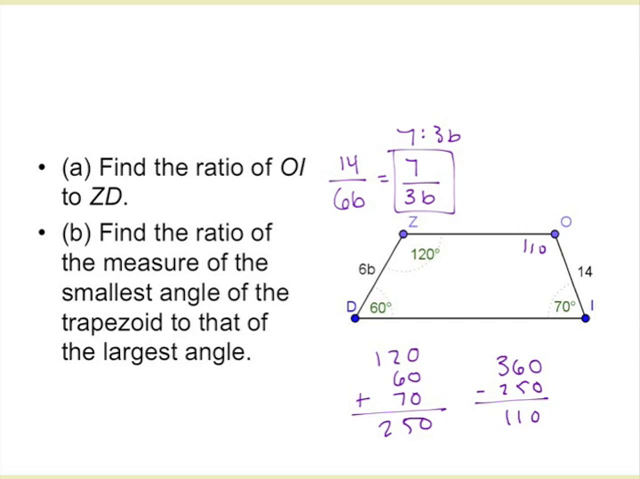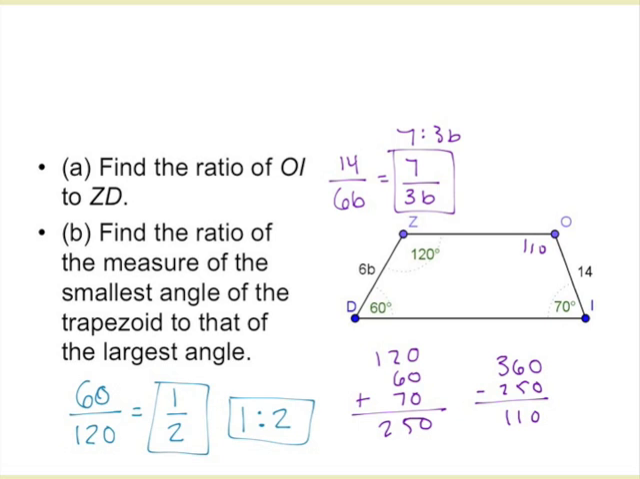So the question asks us to find the ratio of the smallest to the largest. So what's the smallest angle? 60. What's the largest angle? 120. And then we want to give our ratio in reduced form. So what does 60 over 120 reduce to? 1/2. And again, you can write it in its fraction form, or it's completely fine to write it in its colon notation as well. Questions?